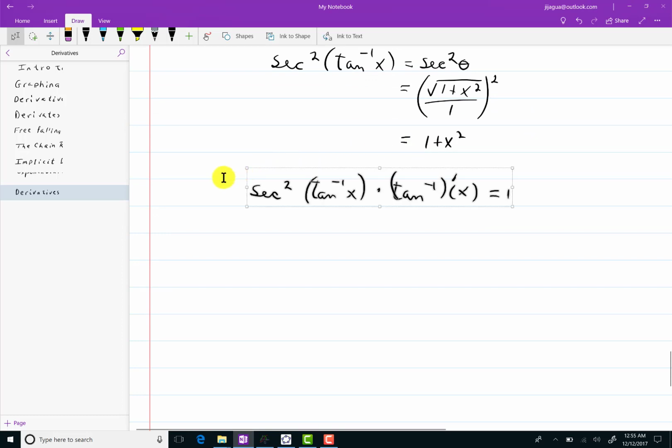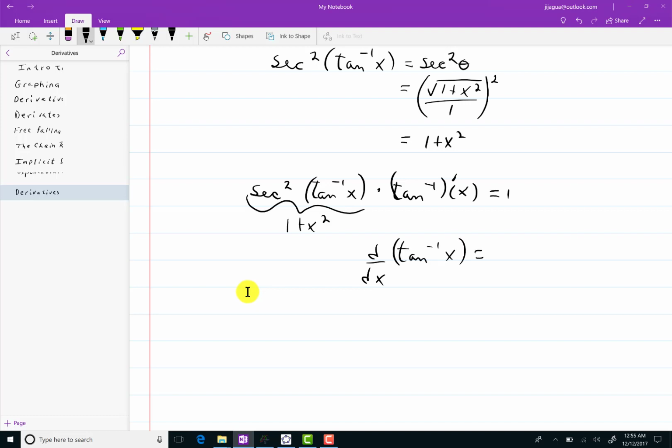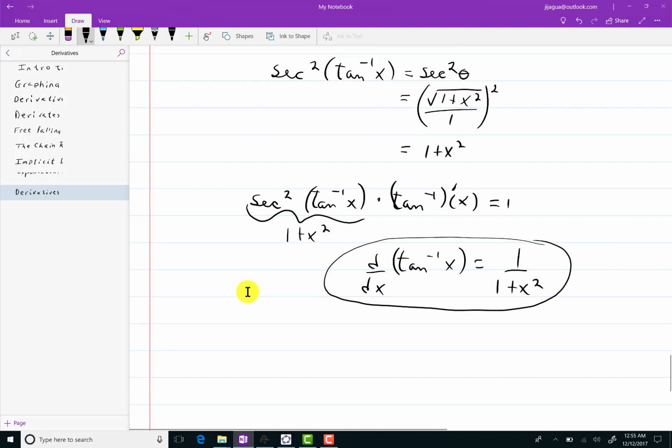And what I just did, this part right here, was 1 plus x squared. So if I divide both sides by 1 plus x squared, I'll get the formula d over dx tan inverse of x equals 1 over 1 plus x squared. Notice this is good for all x's, for all real numbers x.